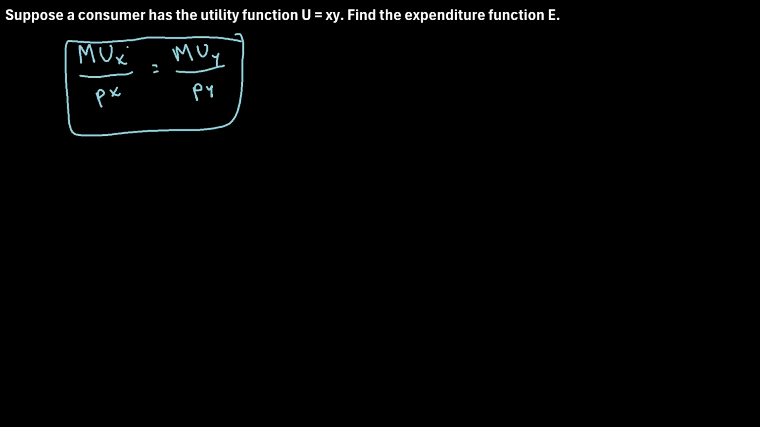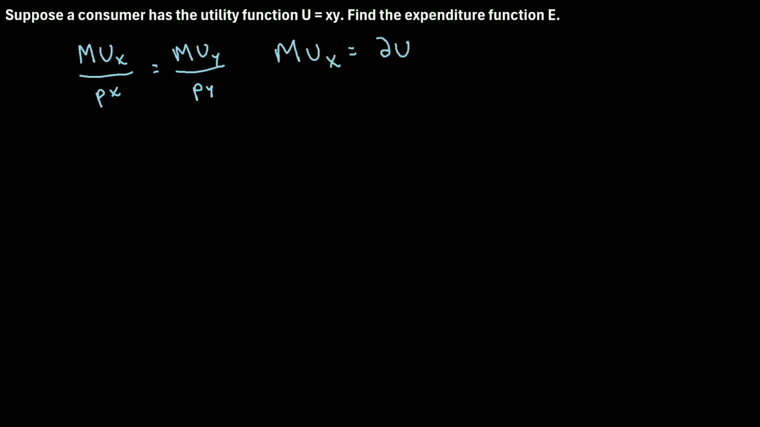So we're going to start by finding what is the marginal utility of x and the marginal utility of y. So the marginal utility of x, let's start with that. That's simply the derivative of the utility function with respect to x. So the derivative of this utility function with respect to x would just be y. Because to find the derivative, we just take the derivative of this x, which is 1, and then the y comes along for the ride, so we're left with y.